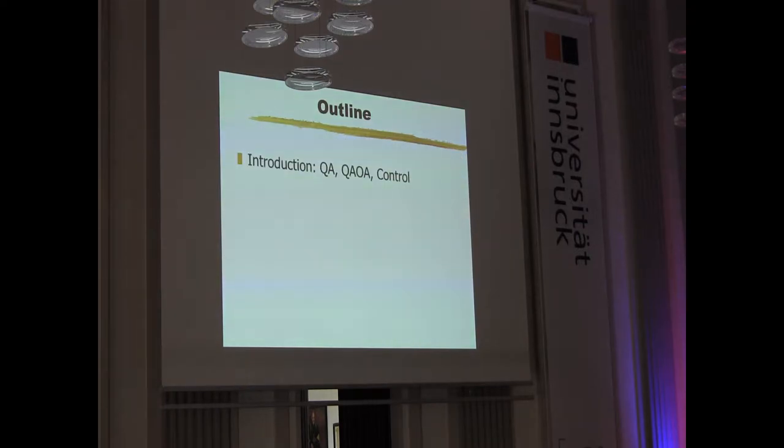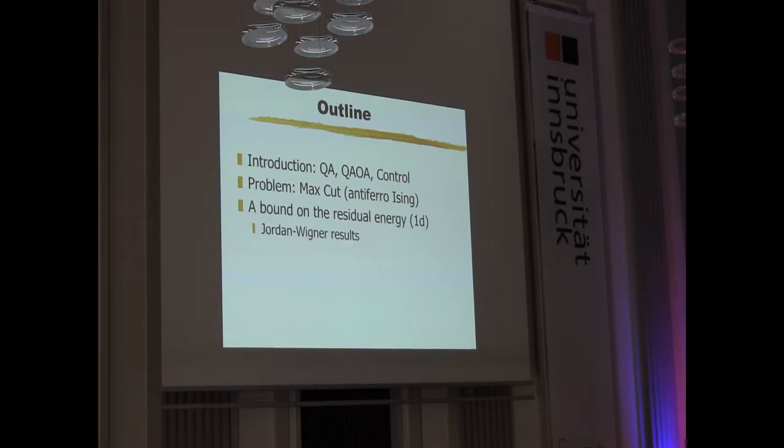So let me now go to a brief outline. I will briefly sketch again, to set the notation, QA, QAOA, control. Then I will tell you the problem on which we have studied this. It's called Max-Cut, if you want to make it pompous, but in our case it's just the antiferromagnetic Ising chain. So it's a very, very simple problem. I will show you that you can devise a rigorous bound on the residual energy, given the number of steps P of your digital evolution. And then I will show you some Jordan-Wigner results that confirm that the bound can be attained.